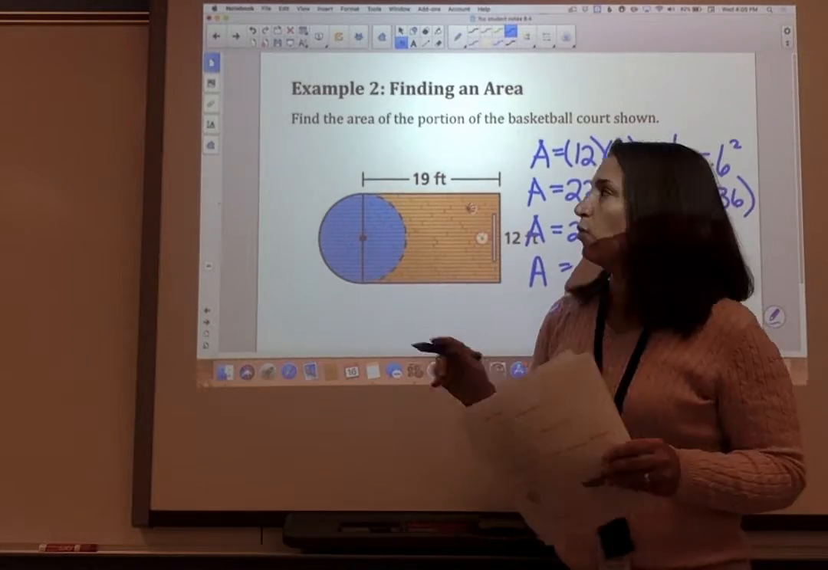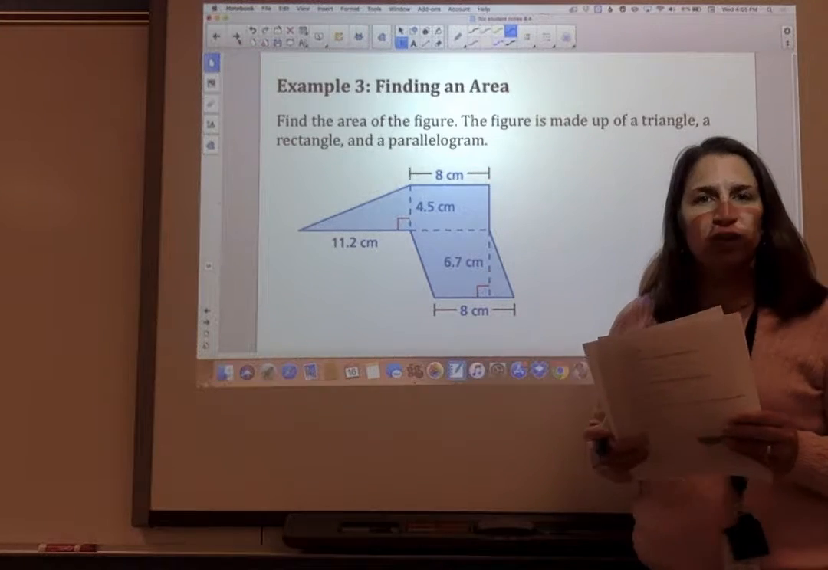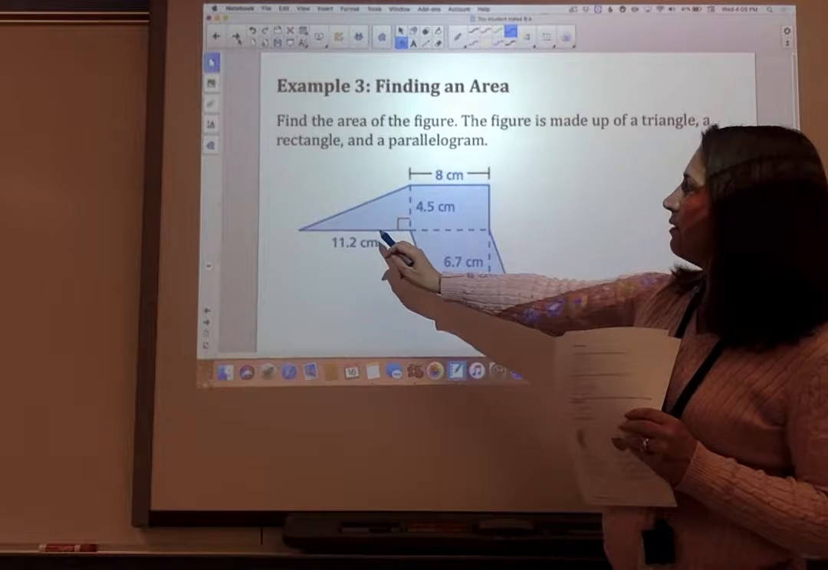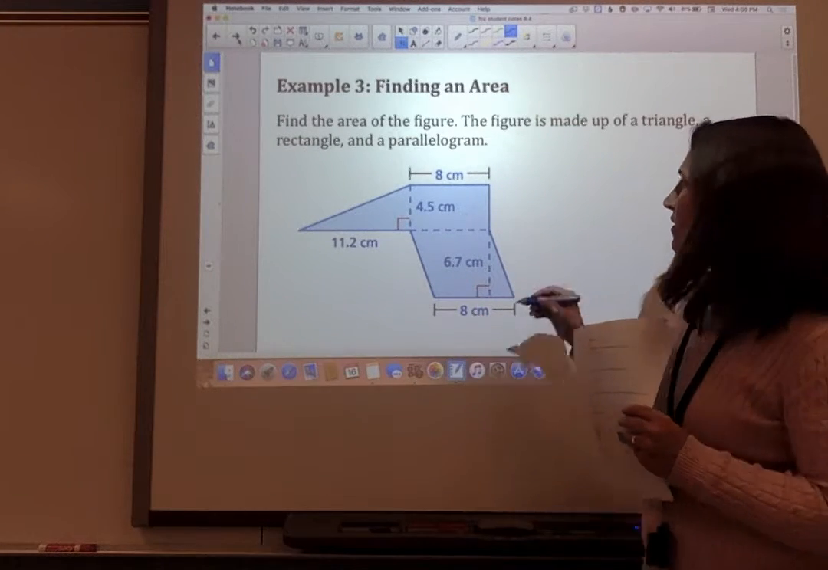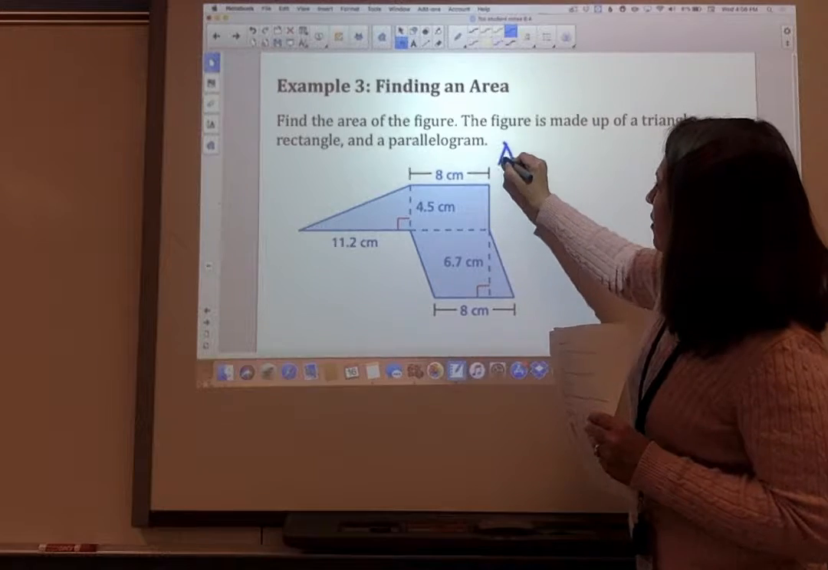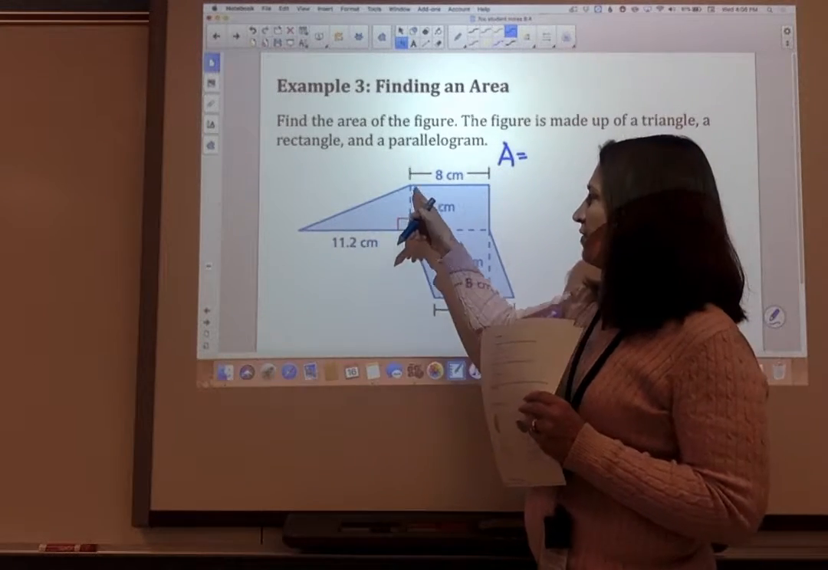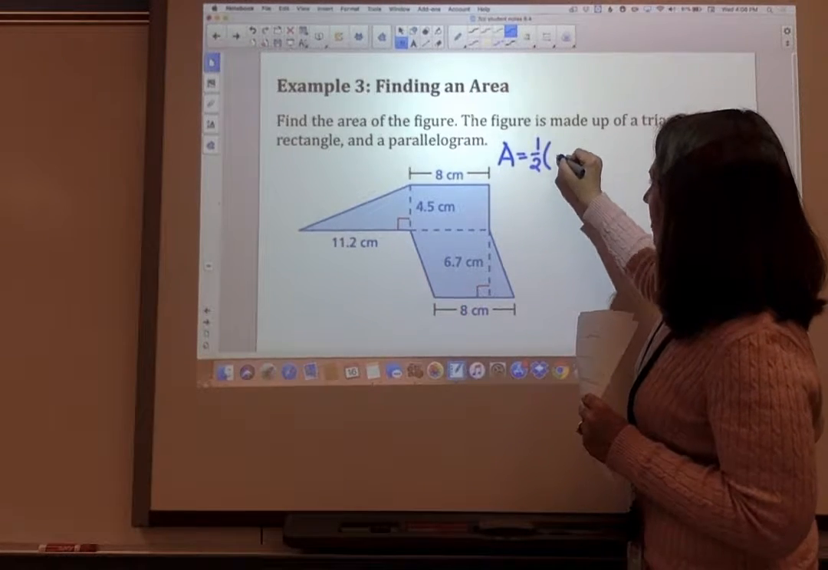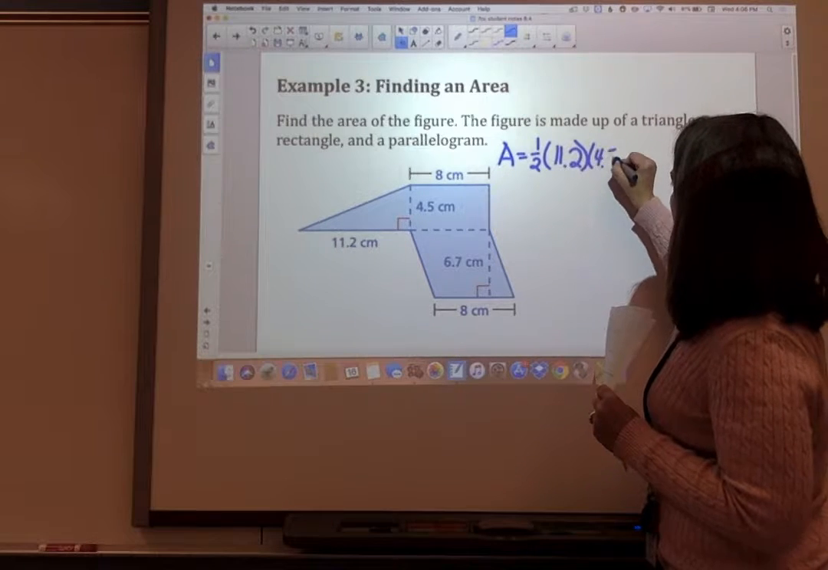All right, we've got one more example. Here we're going to find the area of this composite figure that's made up of a triangle, a rectangle, and a parallelogram. Okay, so we want to put it all together here. So we know that a triangle is 1/2 of the base times the height. So that's 1/2 times 11.2 times 4.5.